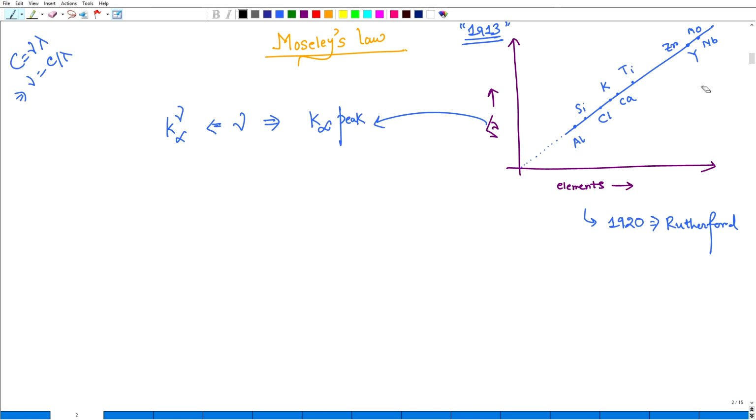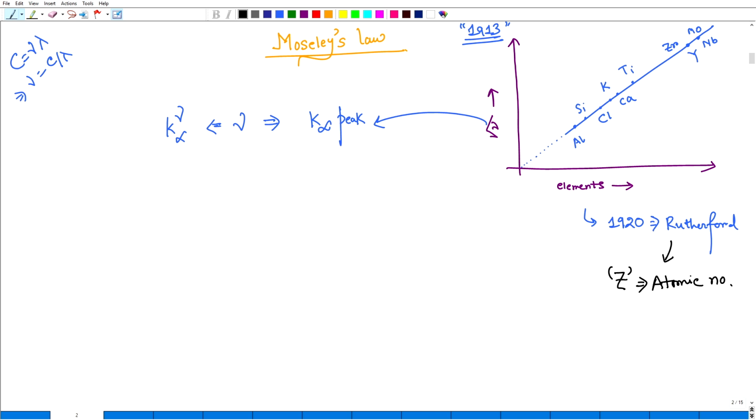He identified that nu actually depends on that quantity, which is Z. What is Z? Z is the atomic number. That means when you pass from one element to another element, Z is increasing, and the frequency of the k alpha peak also increases. There is a relation between the frequency of the k alpha peak and Z: root nu is proportional to Z, the atomic number.